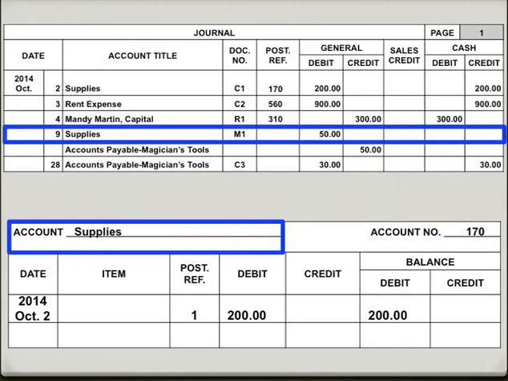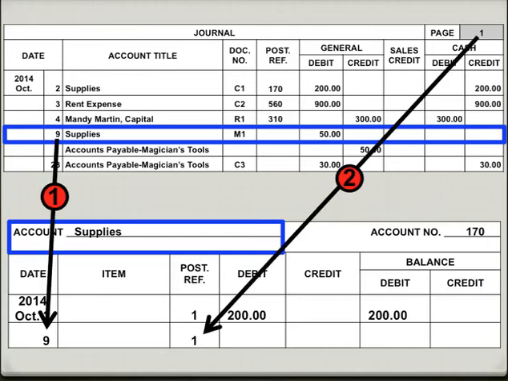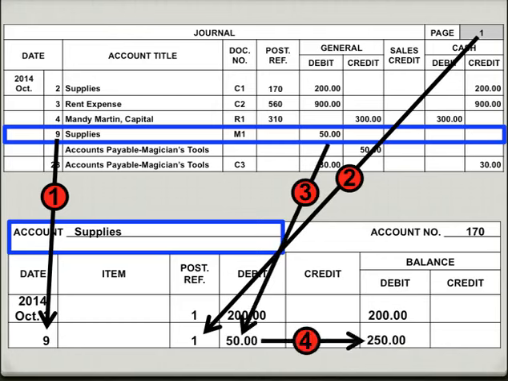First, we write the date. Then we write the journal page number. Then we write the amount. This was a $50 debit. Then we balance the account. Because the entry is a debit and the account balance is also a debit, we need to add 200 plus 50 equals 250. Finally, we write the account number in the journal. This is always the very last step.